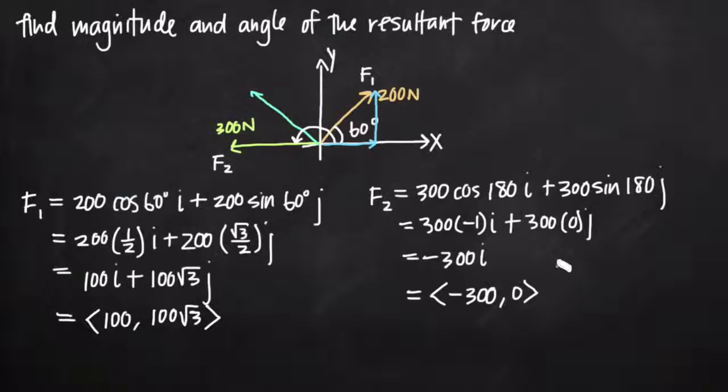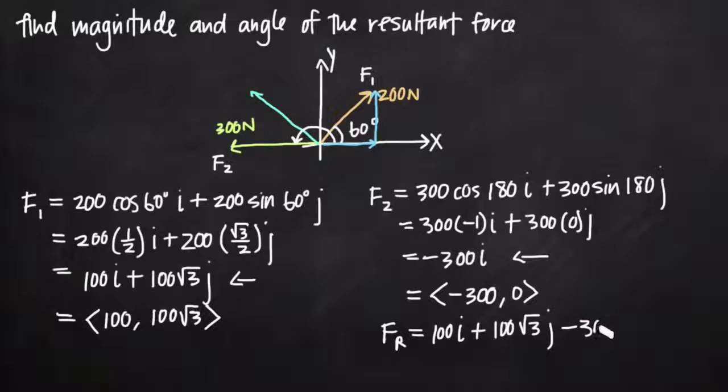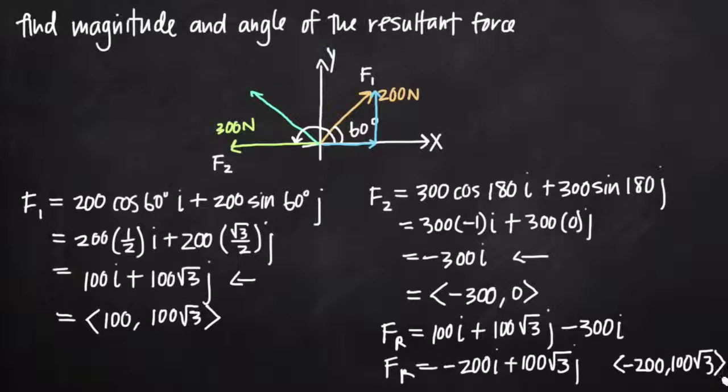Now, when it comes to finding an expression for the resultant force, we'll call the resultant force F sub r. All we need to do is add these two together. So we'll take this notation here and this notation here and add them together. We'll get 100i plus 100 root 3 times j plus a -300i, or just -300i. When we simplify, we'll see that our resultant force is going to be equal to -200i plus 100 root 3 j, and we can also write that notation as -200, 100 root 3 in vector notation that way. So there's an expression for our resultant force.